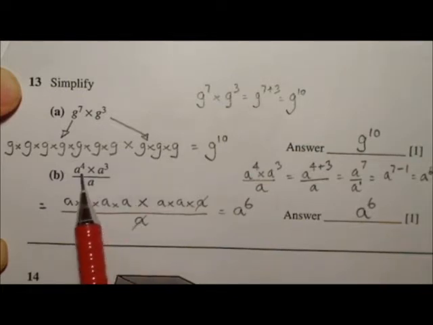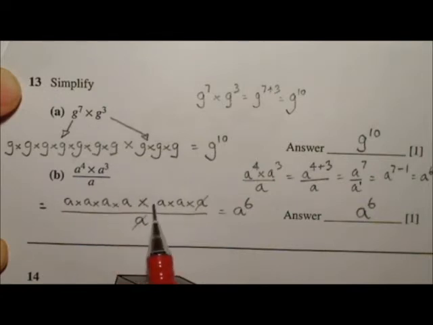Again, you can think of a to the power of 4 as 4 a's multiplied together, multiplied by a to the power of 3, which is 3 a's multiplied together. So again, that's a to the power of 7, and we're dividing by an a in the bottom. You can cancel an a in the top along with this a in the bottom, and we end up with a to the power of 6.